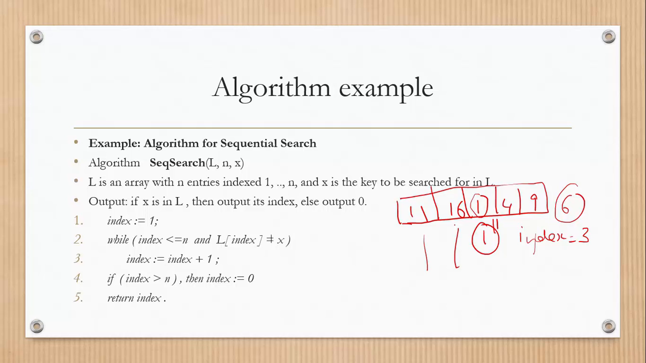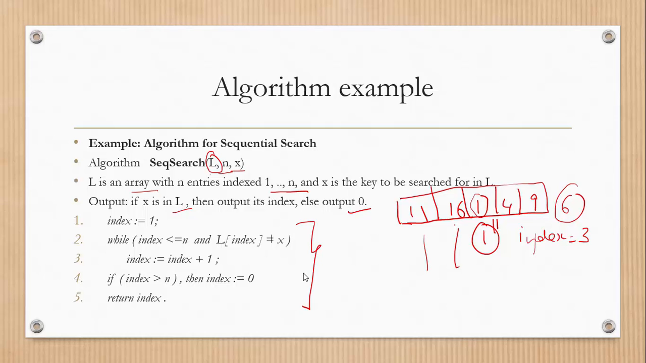So this is the algorithm which is searching for item X in an array of size n. Here indexing is from 1 to n and L is the array. It will output the index of the element if the element is present in the array. Otherwise, if the element is not present in the array, it will output 0.